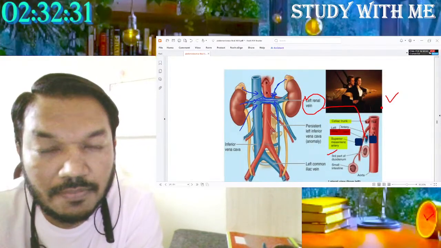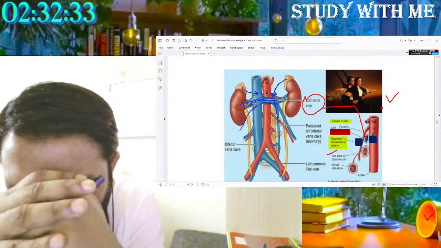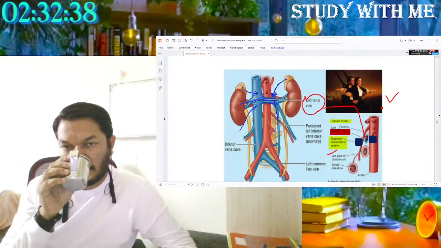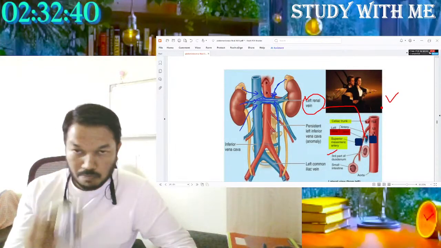Okay, these are all individual. On the left side, when it all joins together, it is known as the left renal vein.